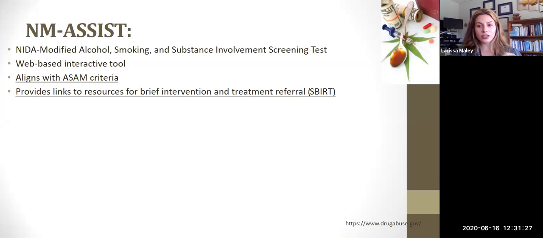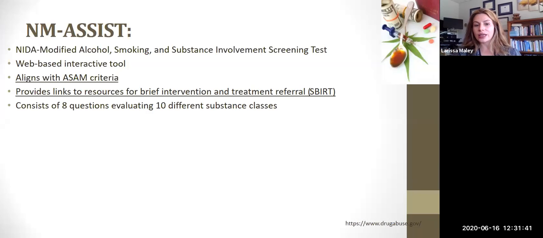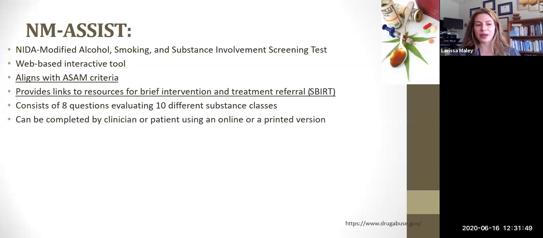You can put it on your tablet. You can have patients take it themselves. You can ask them the questions and input the data. And you can also print out the hard copy. The hard copy is a little harder to navigate because it has some skip features, but it essentially asks you 8 questions that evaluate 10 different substances. So it looks at a range of substances, not just alcohol or opiates. It's like all the substances they might be using.